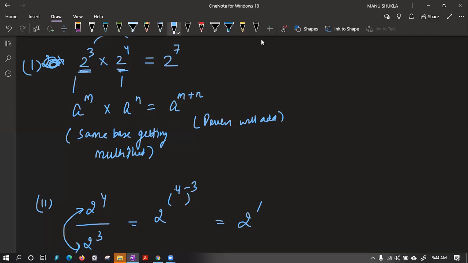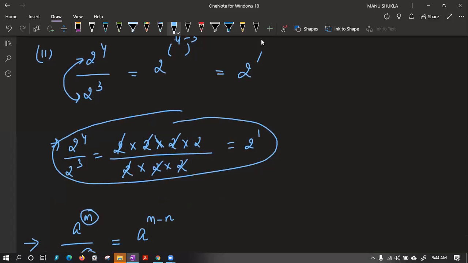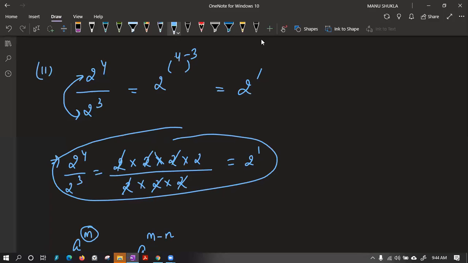Ryan, I told you when the same bases are getting multiplied, we add the powers and get the answer. Similarly, if the same bases are getting divided, we write the answer as the base to the power of the subtraction of powers like this. This is a formula that we can use and directly tell the answer. If you want, you can solve normally also, but using the formulas makes it easy. That's it. Let us see the third formula now.